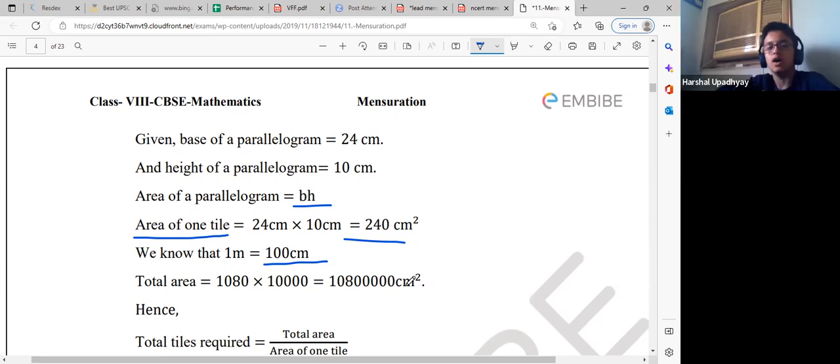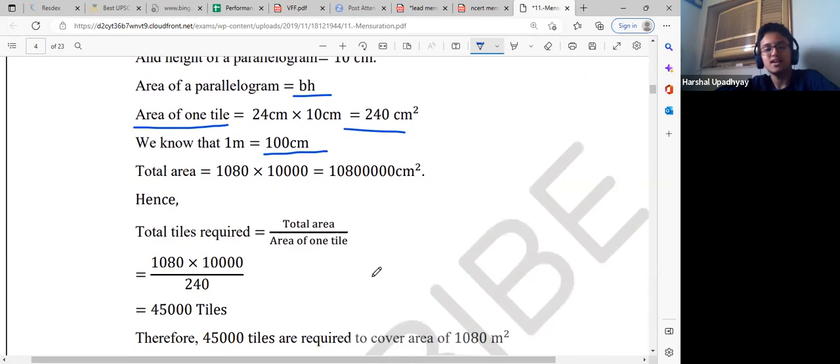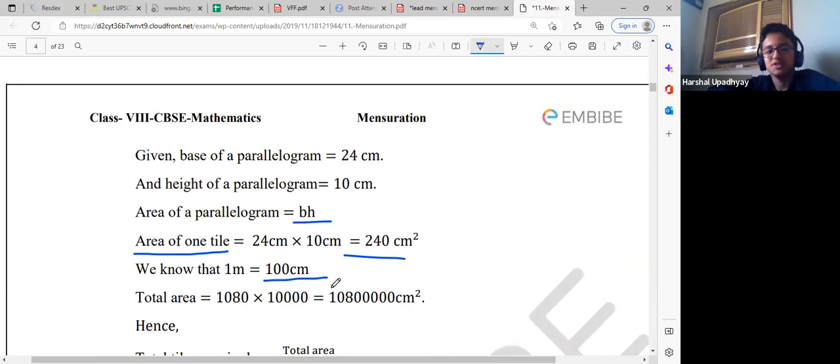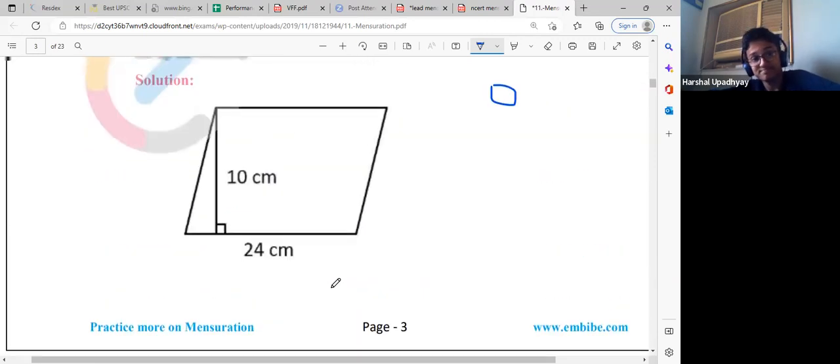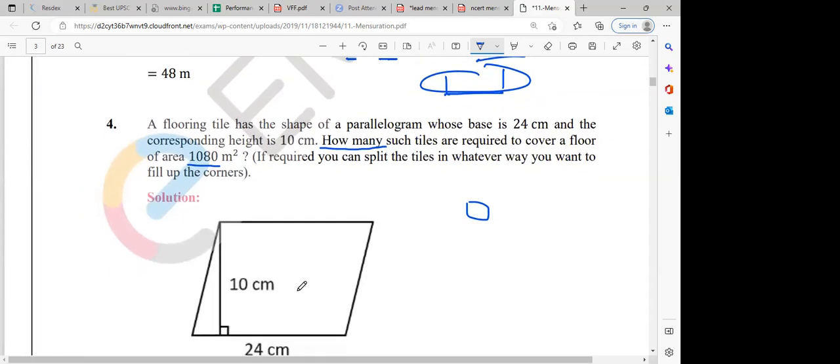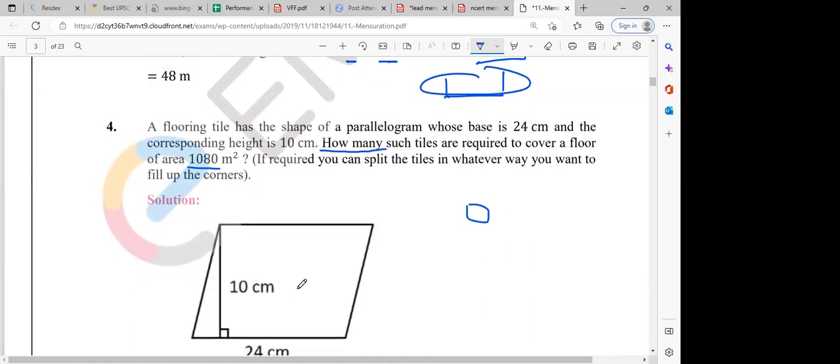Whenever you have to find the number, you have to divide the total area by the area of one tile. Clear? So you'll simply divide it and you will get the answer. This question is very much important. Most of the students do solve the first part, but when it comes to how many, they get confused, right? So how many is this?